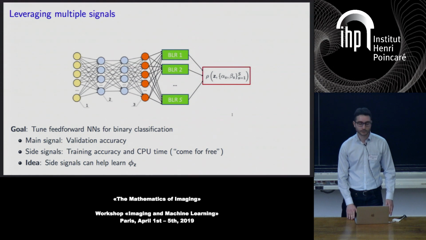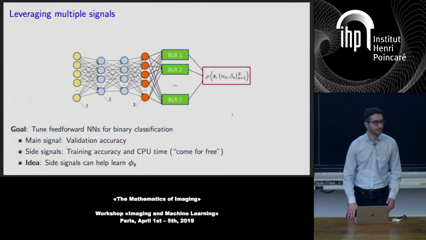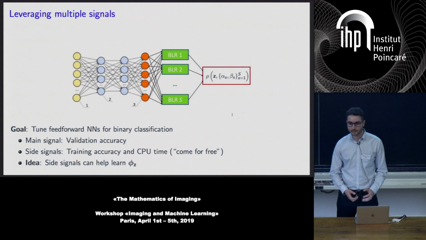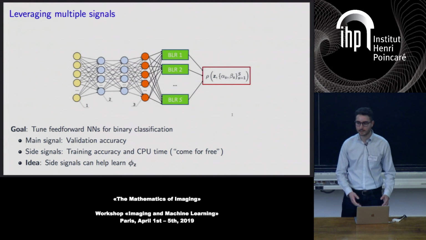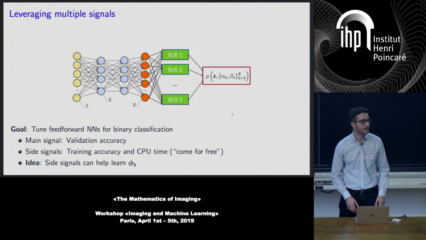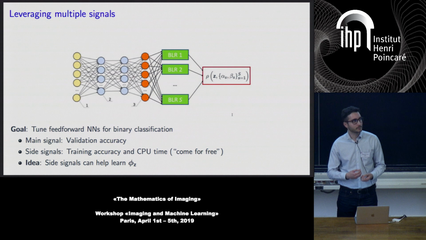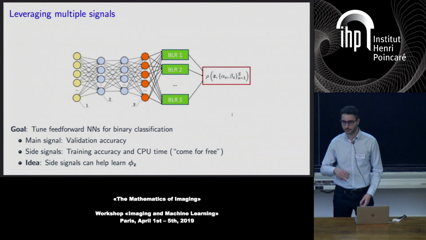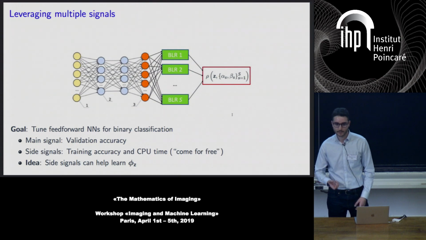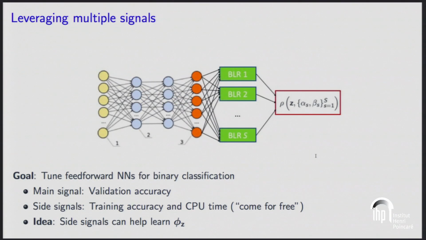Again, for example, you want to tune a neural network for binary classification, and on top of the validation accuracy, you also have the training accuracy, or the CPU time. The idea is that these side signals, which basically come for free, could be useful to learn a better joint representation for phi, the shared neural network across tasks. So you're able to map hyperparameters X to representation more efficiently.